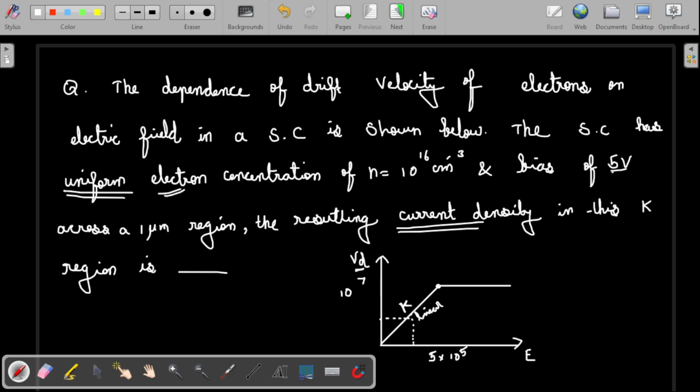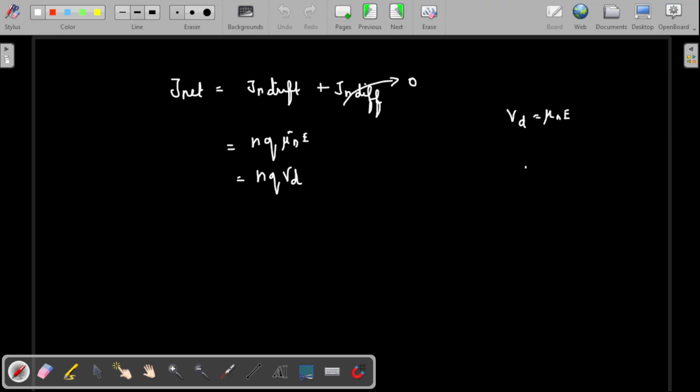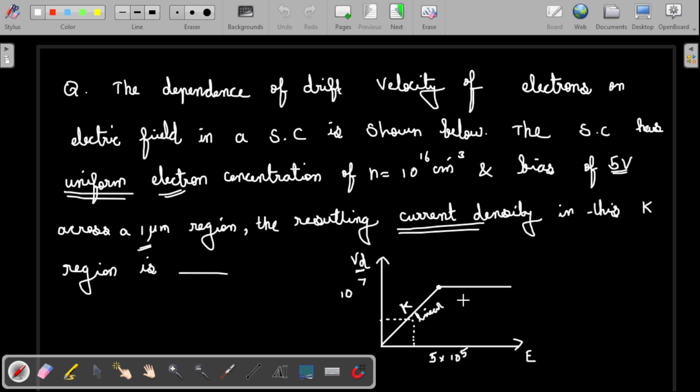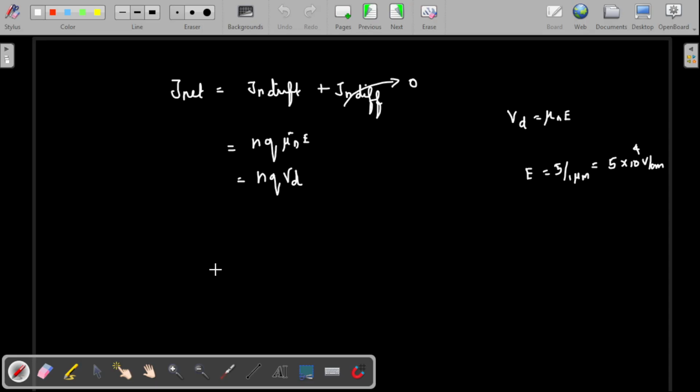Then another piece of information given is 5 volt and 1 micrometer. So from this let's find out the E value. E will be 5 divided by 1 micrometer, right? If we cancel it, we will get 10 power 4 V divided by centimeter. Let's make centimeter the unit here. So let's substitute here and find out. But before that, we need to find the slope in the region K, because only in this region do we need to find the current density, right? So from this region, let's find out the Vd and then substitute the E value there.